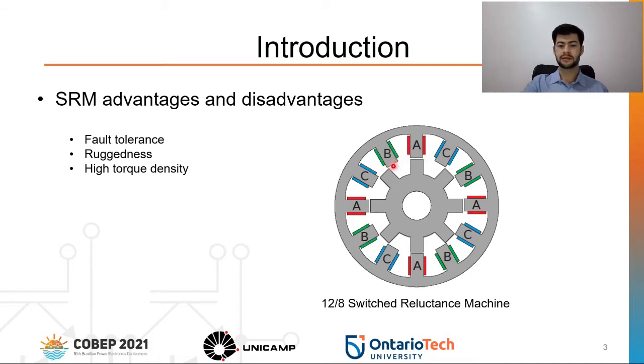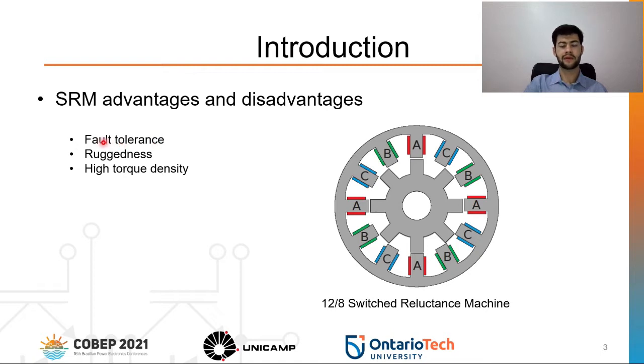Talking a little bit about the SRM advantages and disadvantages, we can observe that the SRM is a doubly salient structure, as you can see here in the image on your right, and it has only windings on the stator. And when these windings are energized, they attract the closer rotor pole. And this principle is known as the minimum reluctance principle.